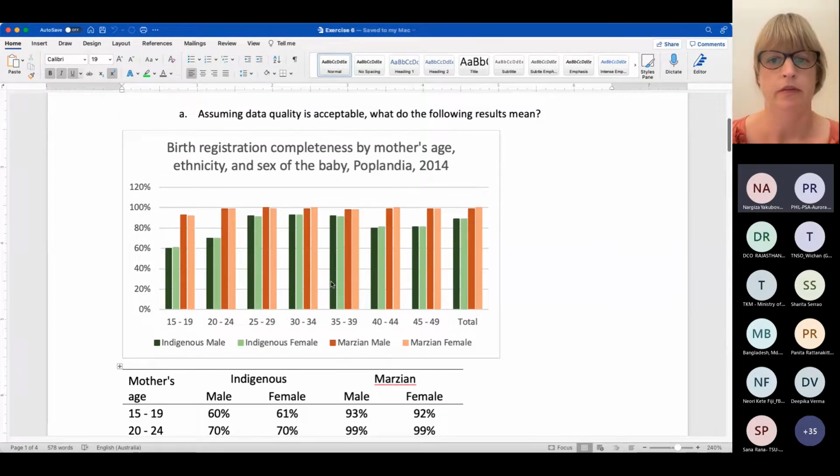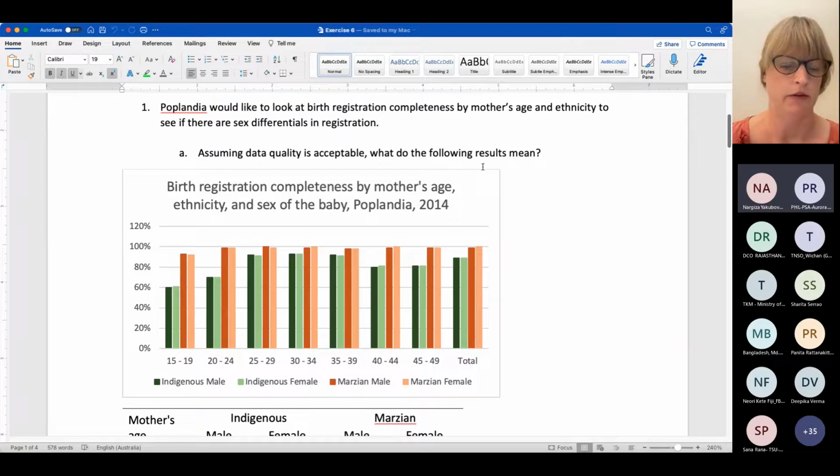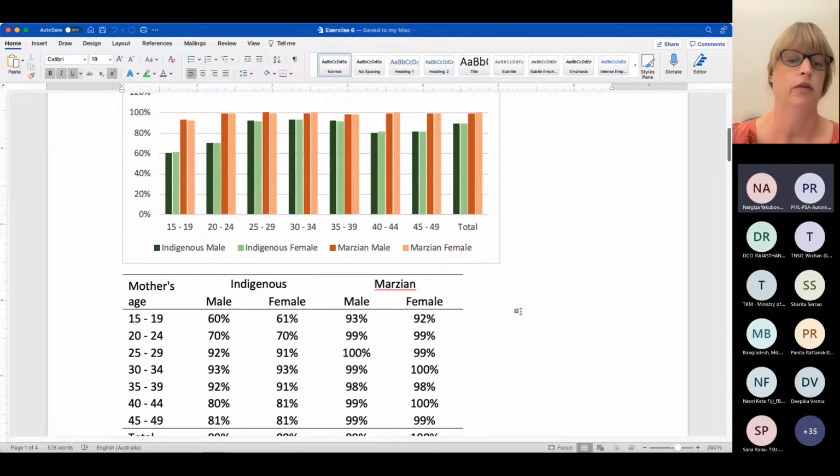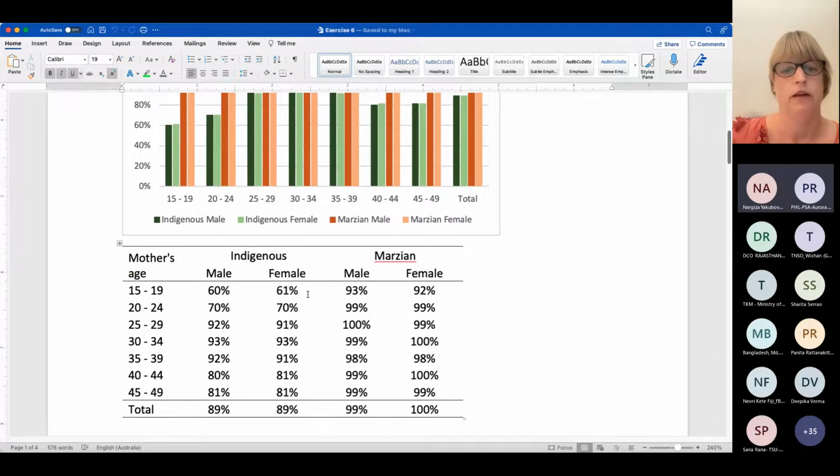We were looking at our results in terms of ethnicity, mother's age, and sex. We already know that there are lower rates of registration for these young mothers, particularly among Indigenous mothers. We can also see across the board, Indigenous mothers have lower rates of registration. But when we look by sex, it's very close across all age groups and between both ethnicities. If we look at our table, it only varies by, say, 1 or 2 percentage points. These are very, very close. And sometimes the female is actually higher than the male.